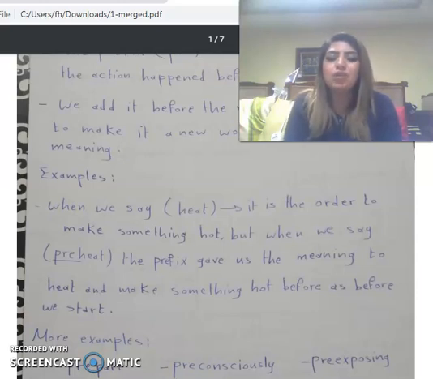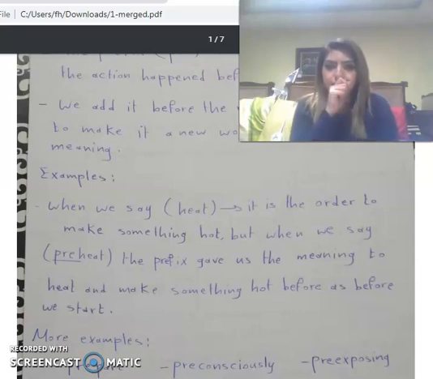When I use the word heat, when I give you the order as an imperative verb, I tell you to heat something. So when I tell you to heat something, this is an order, this is a verb, the verb to do, like right now, okay? But when I tell you preheat, you have to make something hot before you cook, or make something hot before you do the main action that you want to do.